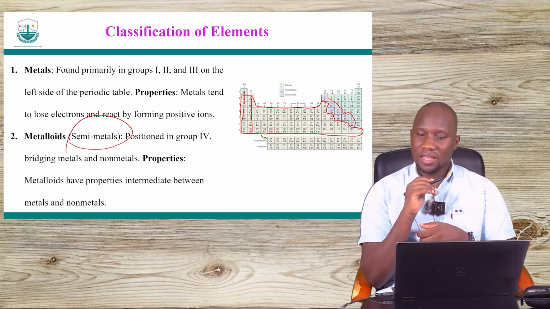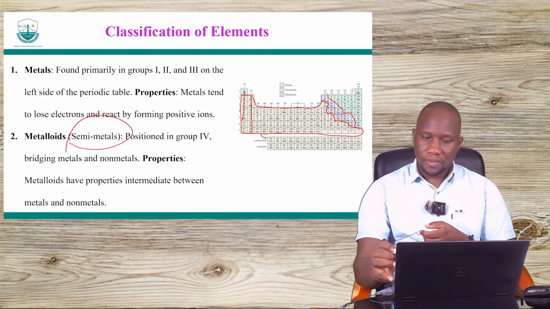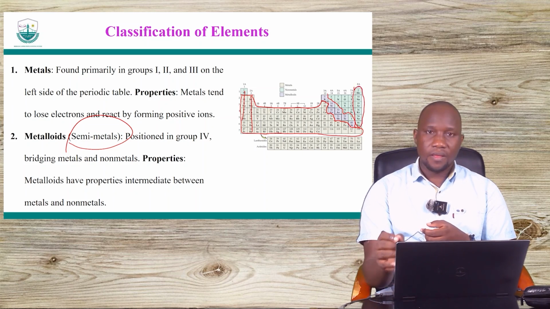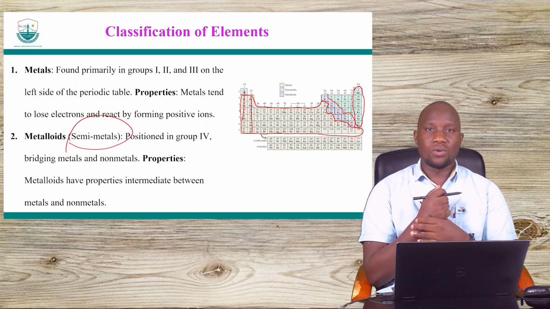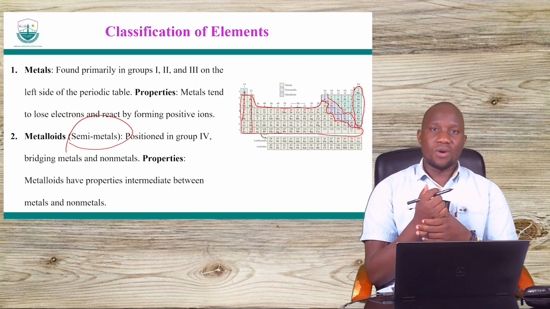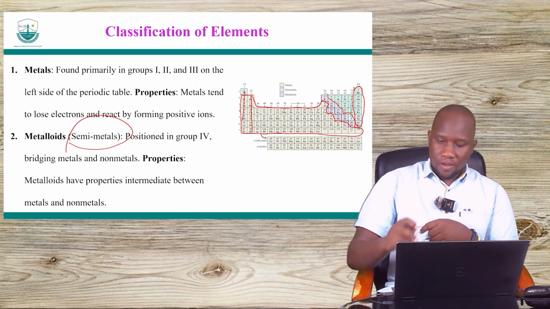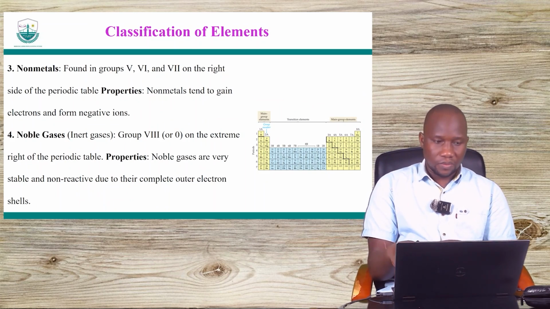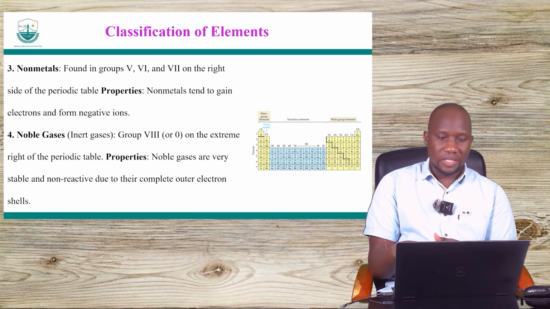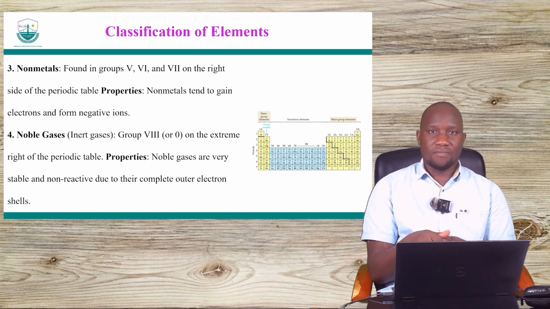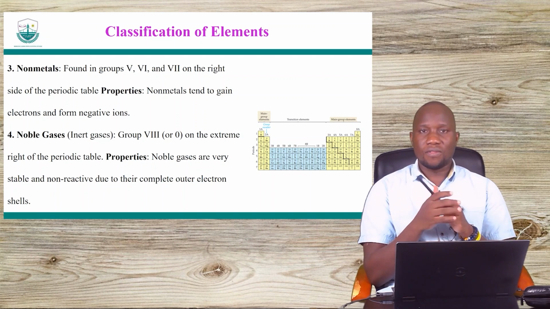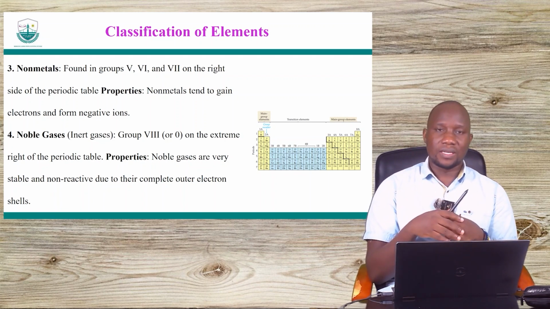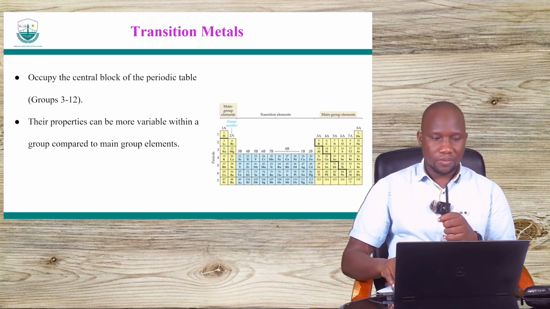But we also have another category here. These ones here are what we call the noble gases. Okay. So the non-metals, we have seen them, and then the noble gases, we have also seen them. Okay. We'll look at the chemistry of each of these groups.